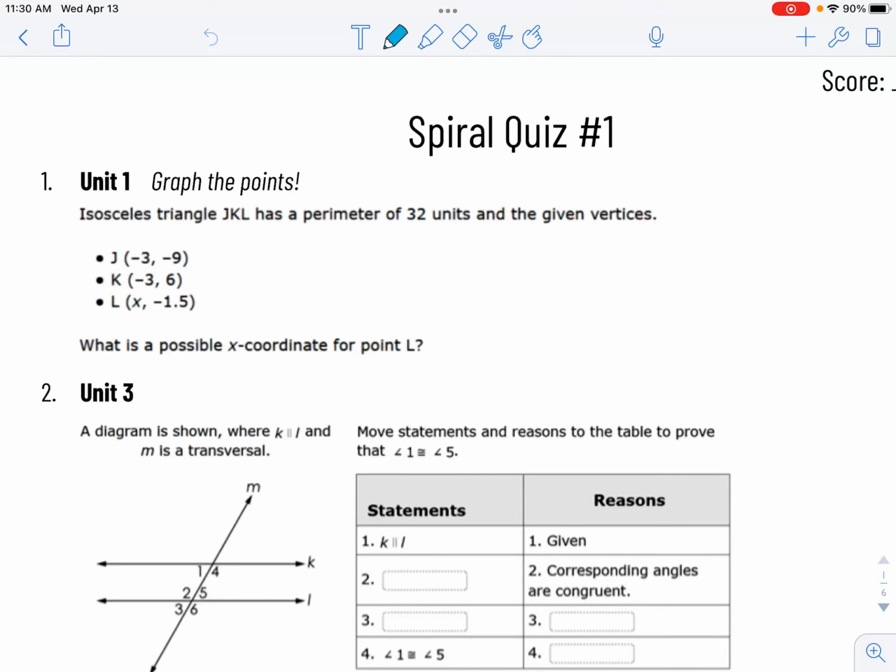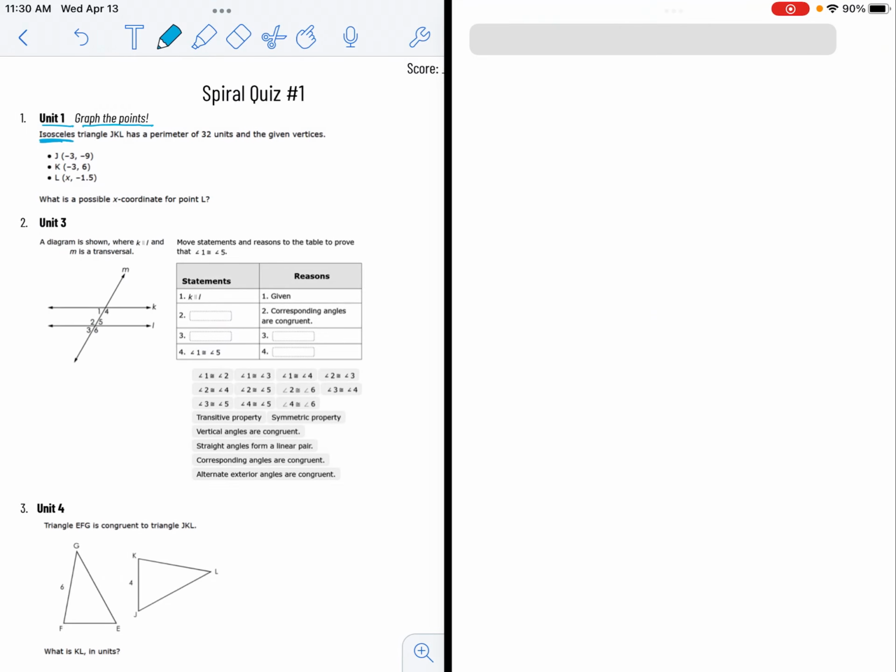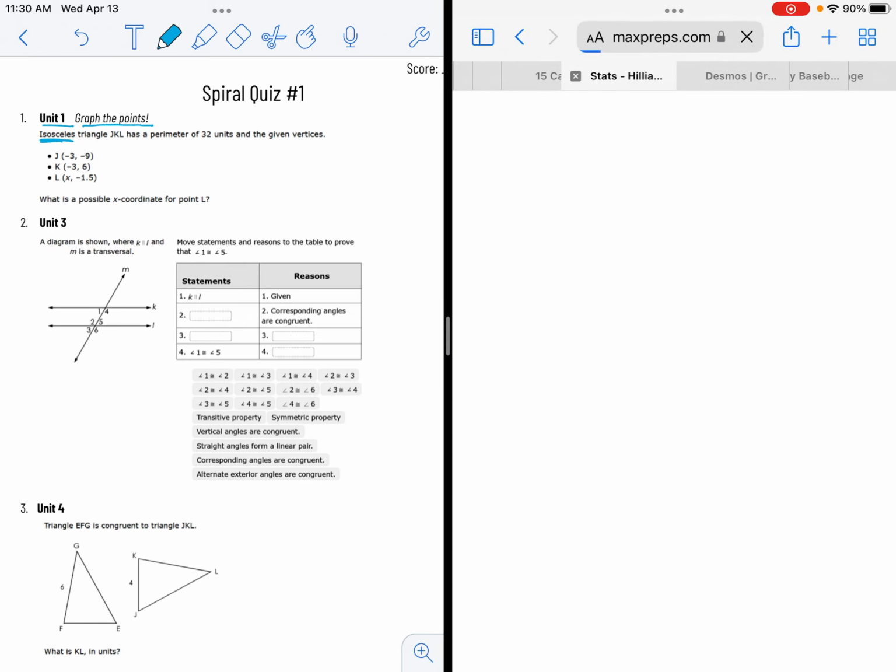Okay, students, we got the spiral quizzes that will prepare us for the air test. All right, so let's just jump in. Unit 1, graph the points. We're not going to do that just to save time. Actually, we will. Isosceles triangle JKL has a perimeter of 32 units and the given vertices.